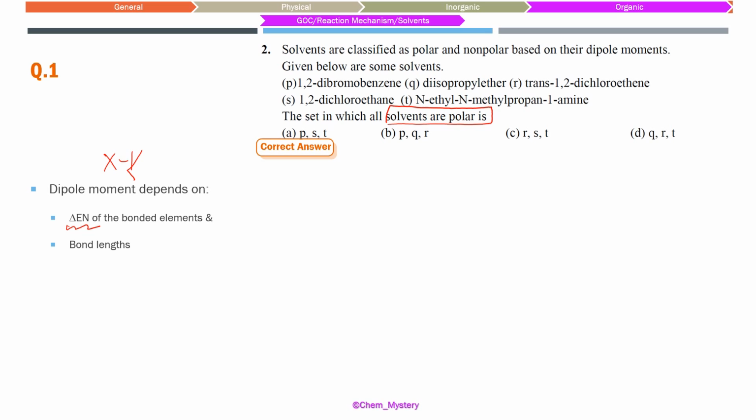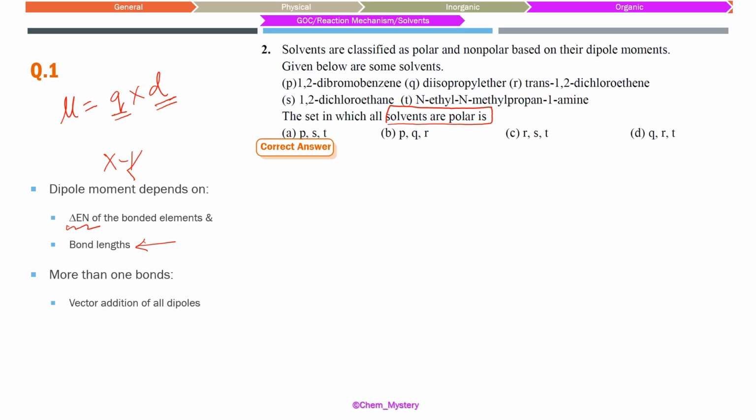Second thing is, if you have two elements with the same difference of electronegativities, then bond length comes into the picture. If you remember, the dipole moment mu used to be Q times d. So delta EN, which decides Q, is one factor. Bond length d is another factor. Both these factors must be taken into consideration to finally decide which compound has greater dipole moment.